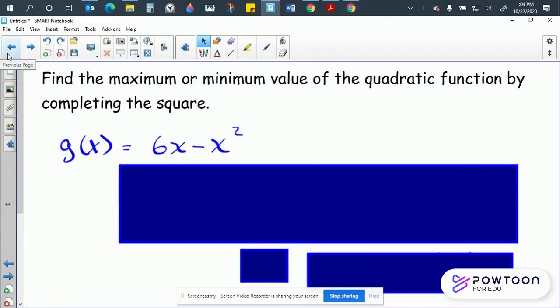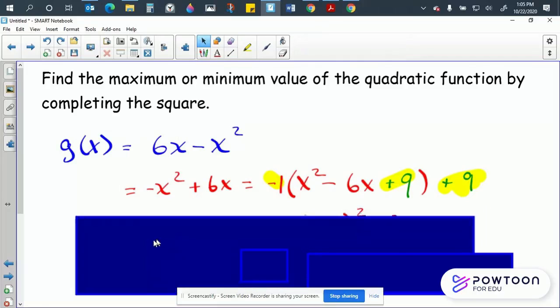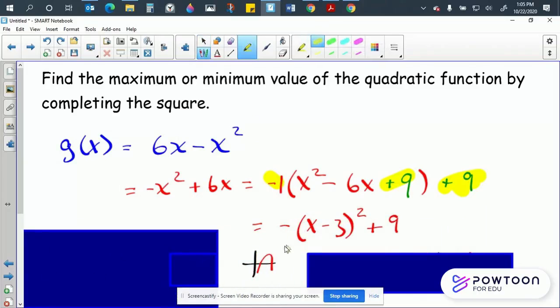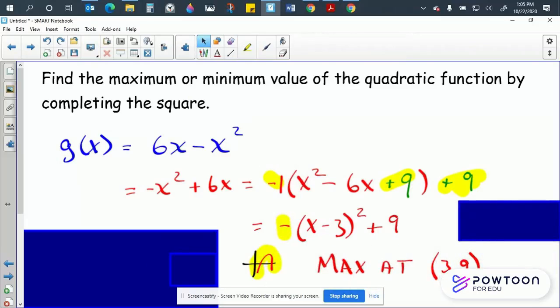Find the max or min of the quadratic function by completing the square. Well, first we have to put the function so the x squared comes first. We can pull out a -1, and we can make it a perfect square if we add 9, which puts a +9 at this end because of the negative sign out here, the mistake that I made during class. And then now we can complete the square. Now, since that parabola is negative, that means my parabola is upside down, which means that vertex is going to be a max at the point (3, 9).